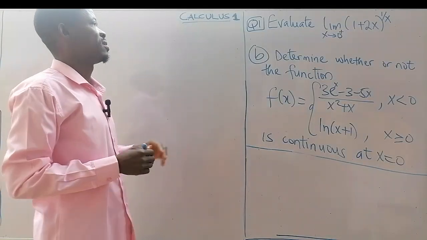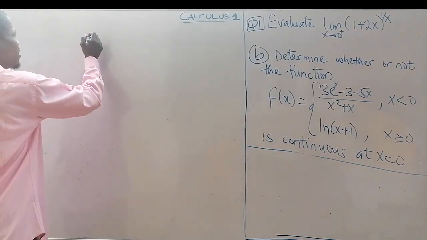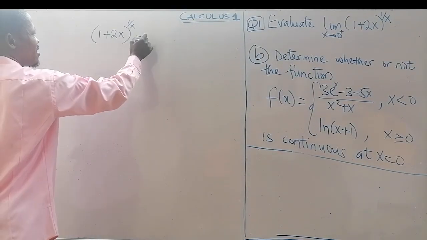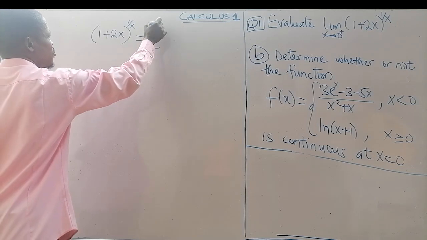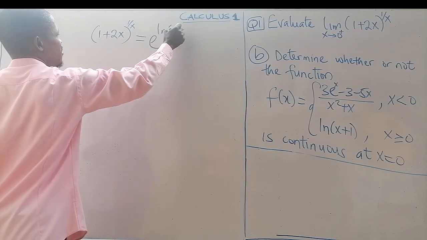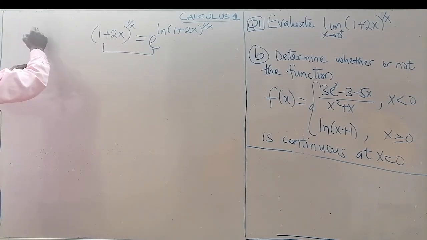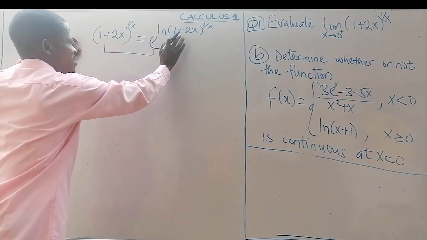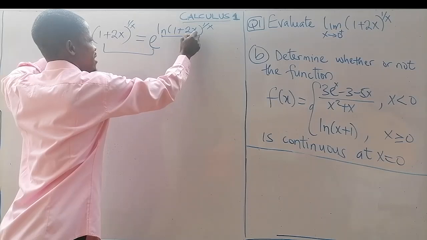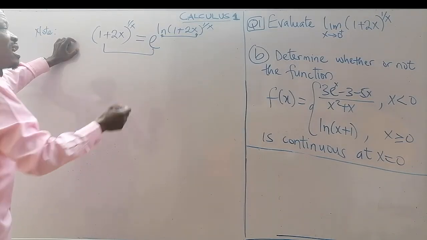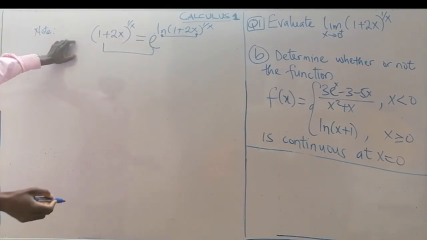Solution to question 1, we must know that this function is the same as e to power ln of this. These two expressions, they are equivalent. So this is what we are going to be using. So we are going to solve this one. At the end of the day, when we get the answer, we'll put it there.